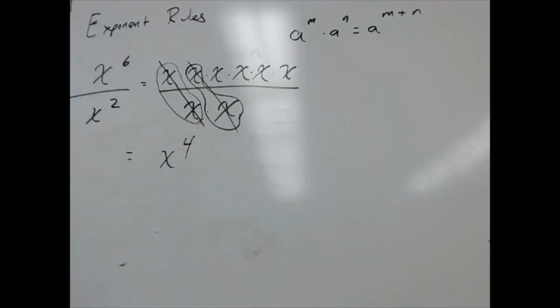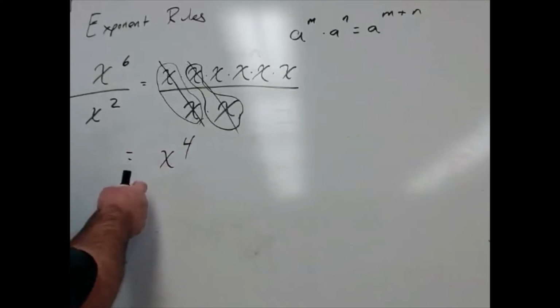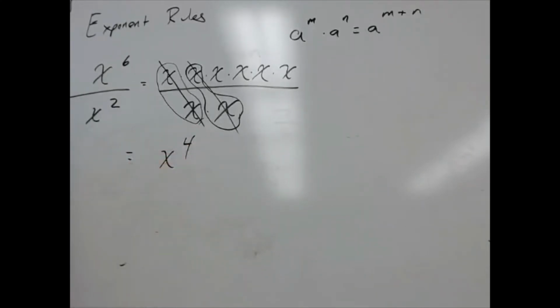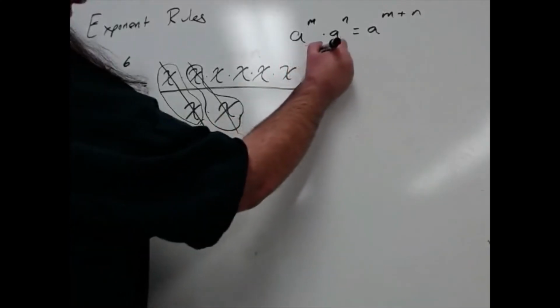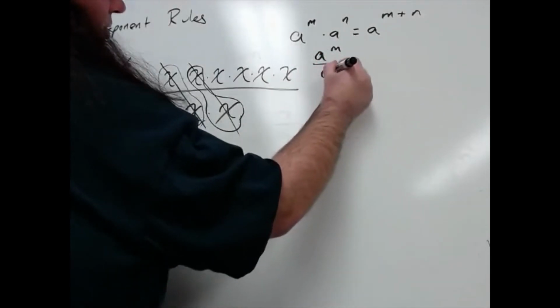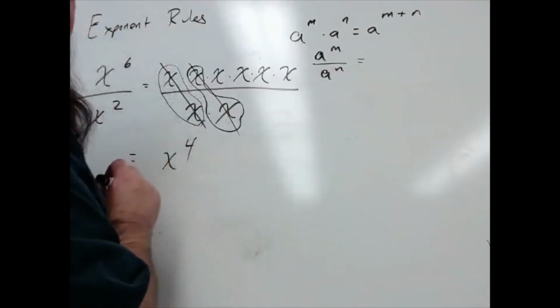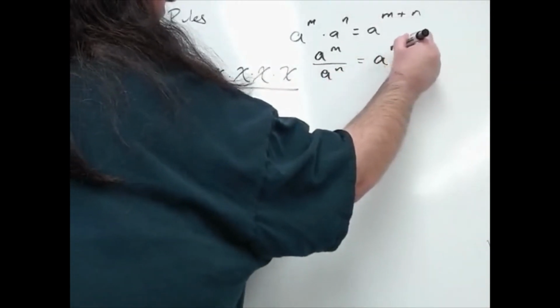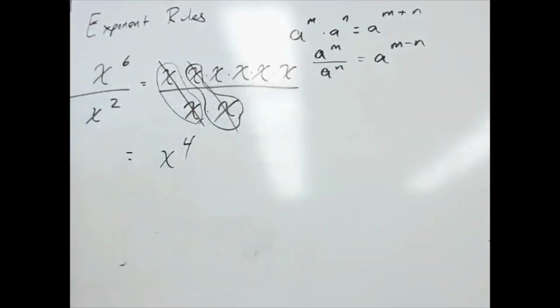Of course, that means that the final answer is really just the top exponent subtract the bottom exponent, right? So the general rule is that when you have a to the m divided by a to the n, then it's equal to a to the m minus n.